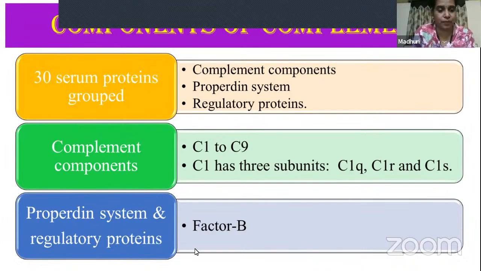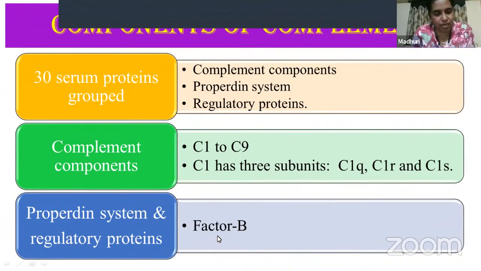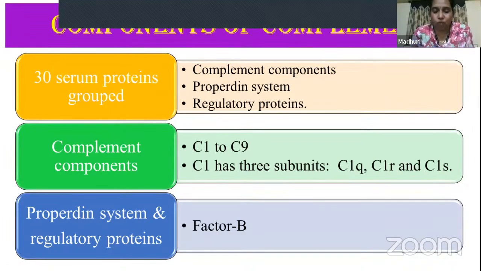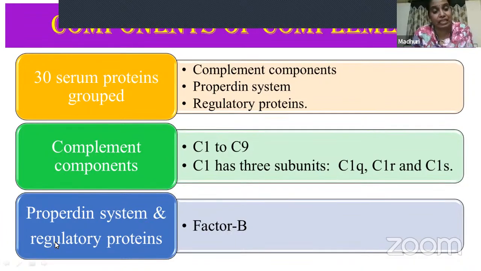The next ones are the properdin system and the regulatory proteins. Now, the properdin system is nothing but the alternate pathway, where different factors come into the picture when the complement gets activated in this one more pathway. For example, we have factor B, factor P, factor D. Then we have the regulatory proteins, as I've already told you, to regulate the proportions or the ratios of the complement in the serum. So these are the main things you need to remember.